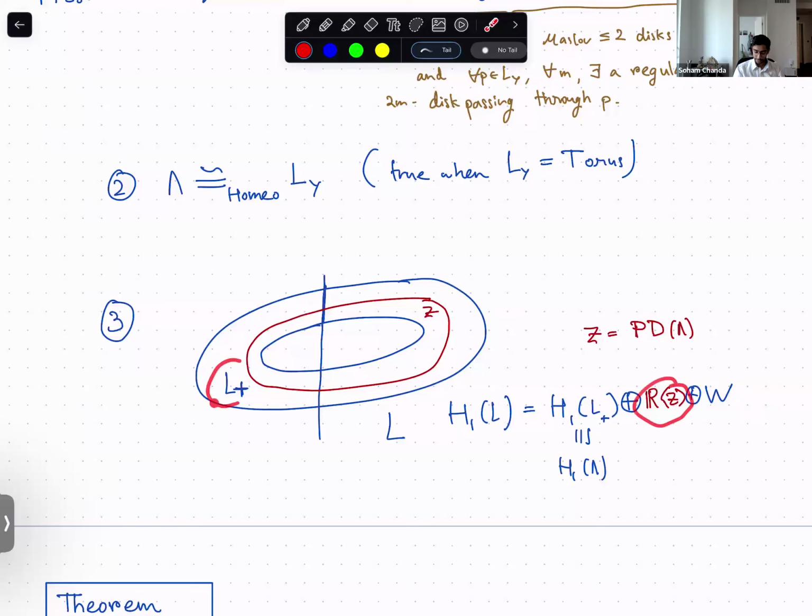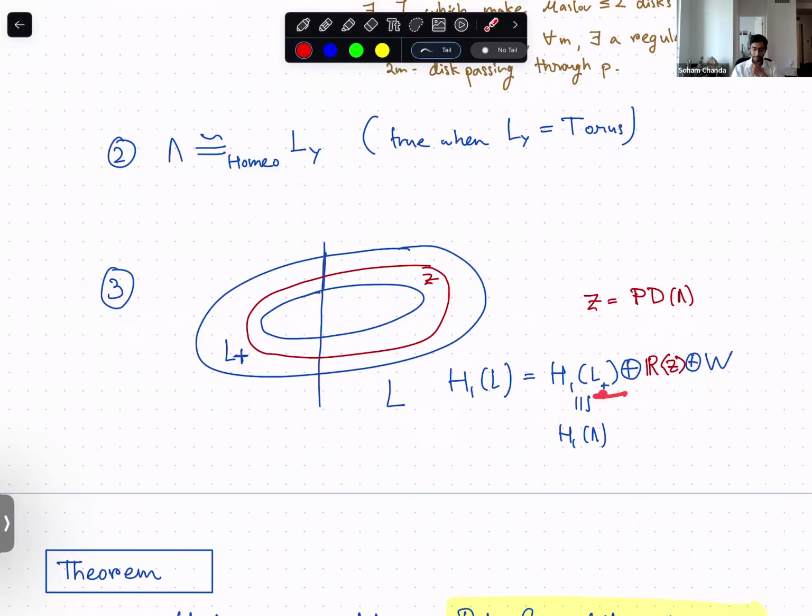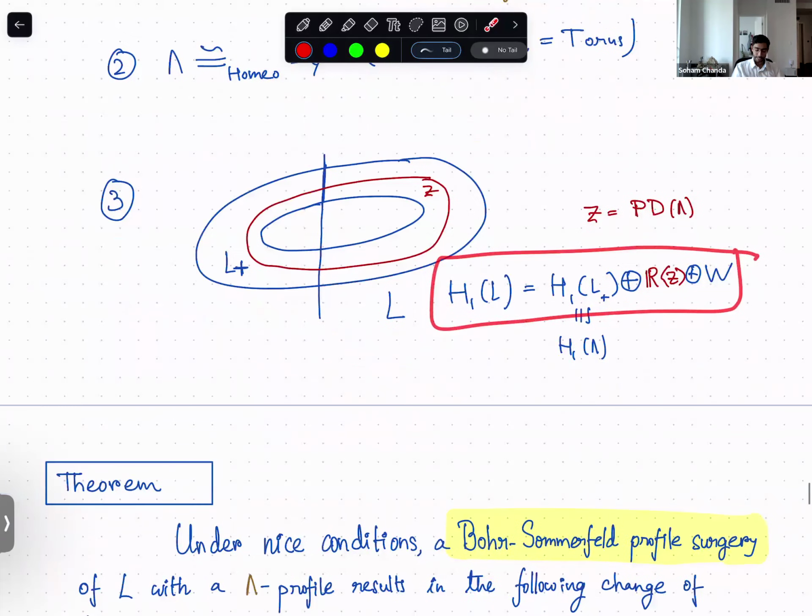Then since the Lagrangian is orientable, you can see that there will be a Poincare dual to it. Let's call that Poincare dual Z. So Z will be a cycle which kind of goes in and comes out. And W will be all the homology which is kind of away from where I do surgery. And recall that L plus was diffeomorphic to lambda times [0,1]. So L plus is exactly H1 of lambda. So with this convention, now I can tell you more details about the theorem.